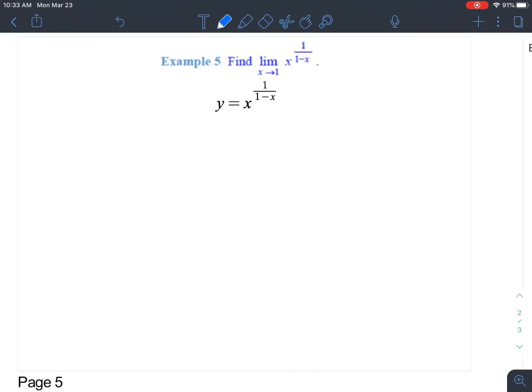Then we are going to take the limits of both sides. Limit as x goes to 1 of y equals the limit as x goes to 1 of x to the power 1 over 1 minus x. Okay. Then the next thing that we're going to do is take the natural log of both sides.